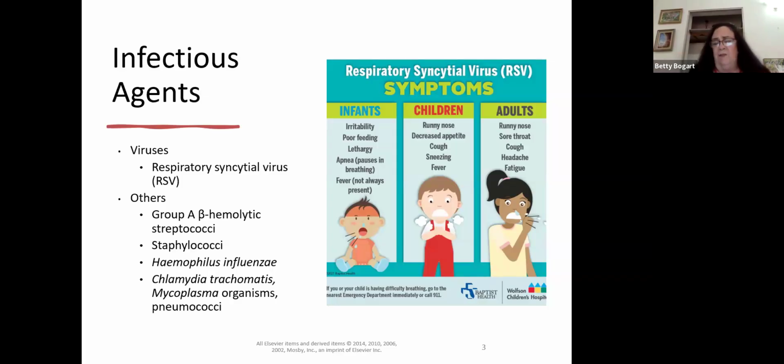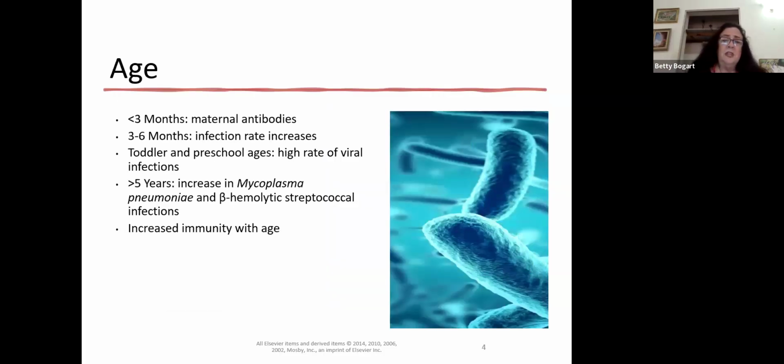Okay. In infants, we're going to treat it symptomatically. It's a virus. What are the treatments for viruses? Rest, fluids, antipyretics. Symptomatic: rest, fluids, antipyretics. If it's a bacteria, we're going to add on antibiotics.